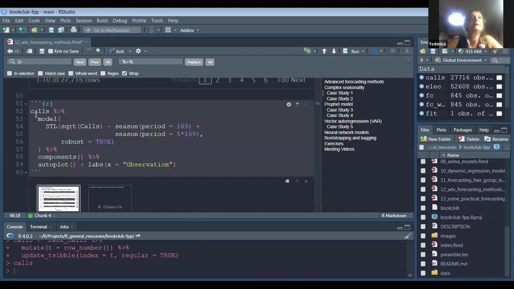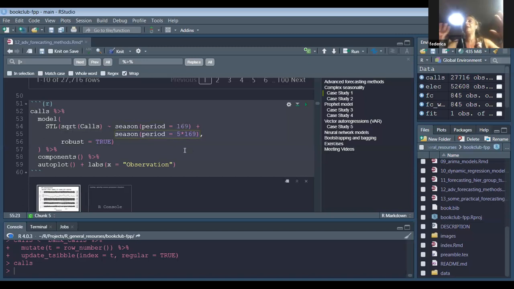Okay, and then at this point, we can use the time decomposition. We need to do a bit of work around on the number of calls because sometimes they are very large numbers, sometimes very small. So if we square root the vector, we can homogenize them a bit. And then we do this across a seasonal period of 169. So we break down and then see what's happened, and then we see the same thing on the entire period.